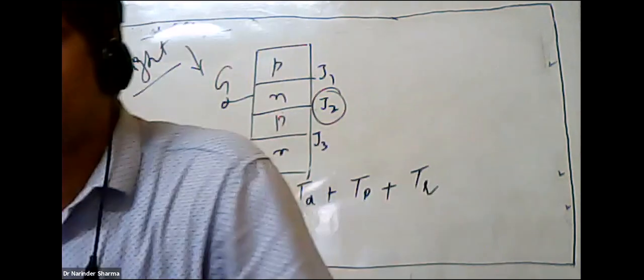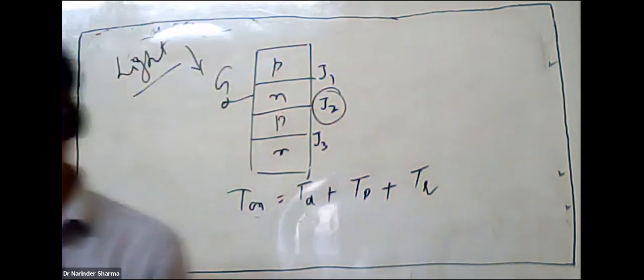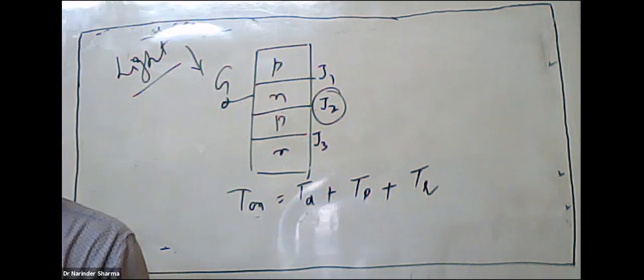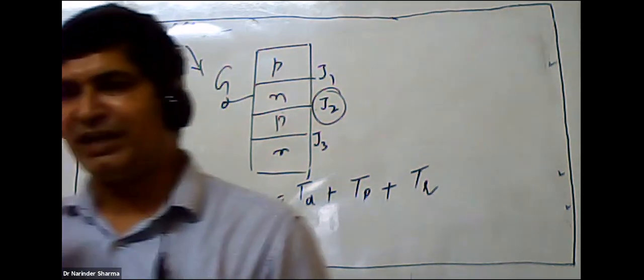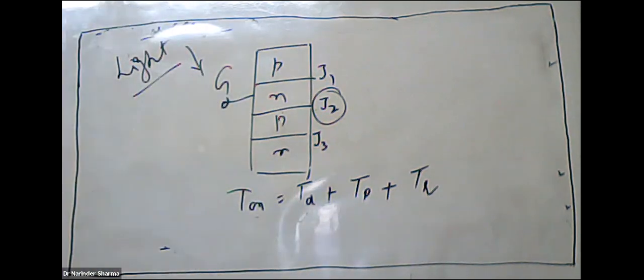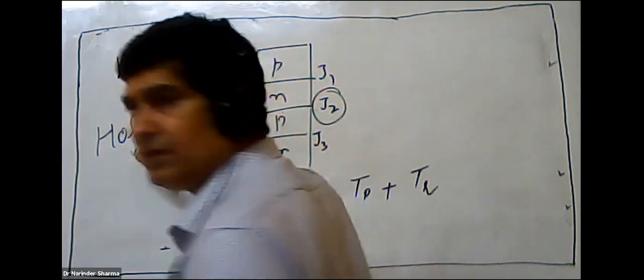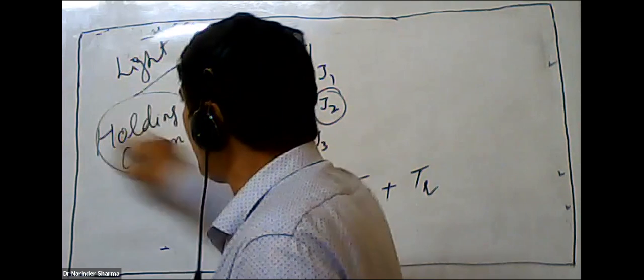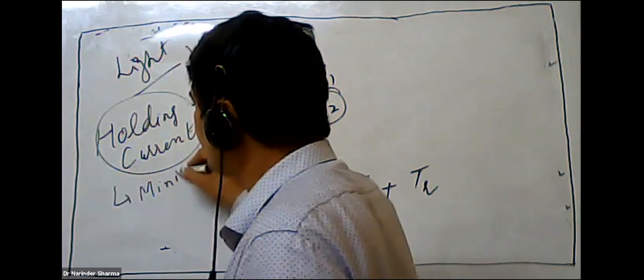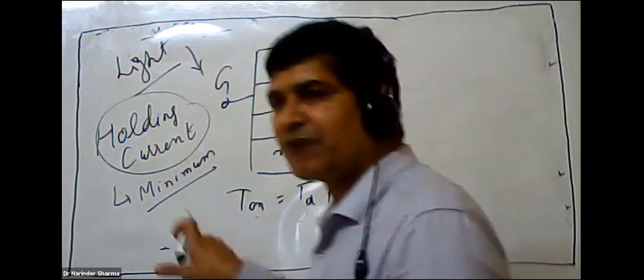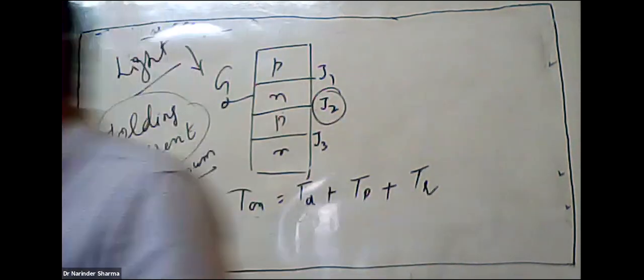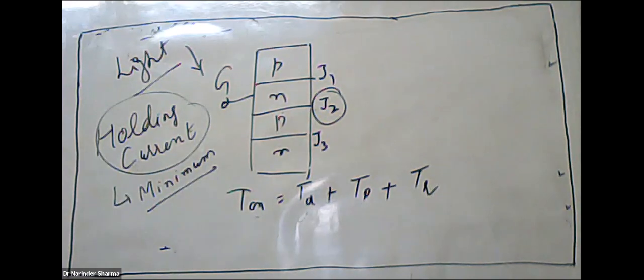Now there is the latching current. We know that latching current is the minimum value of anode current which the thyristor must attain during the turn-on process, when the gate signal is removed. Holding current is the minimum anode current below which the thyristor turns off. So this is about the forward voltage triggering.